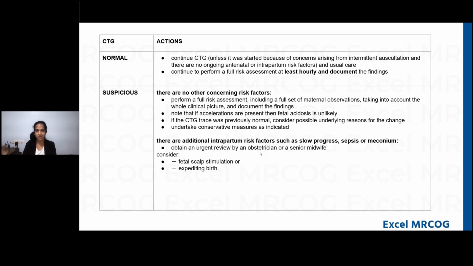This is a typical mistake that is made in labor ward prioritization stations because we think midwives cannot be handling patients with pathological CTG, which is wrong. Senior midwife can very well assess a patient who is having a pathological or a suspicious CTG, as it is stated here in the NICE guideline. This is taken straight from the NICE guideline. So you consider for these patients fetal scalp stimulation or expediting birth, if there are risk factors. Like as I mentioned, if there is meconium and you have suspicious tracing, you may still consider delivering the baby.